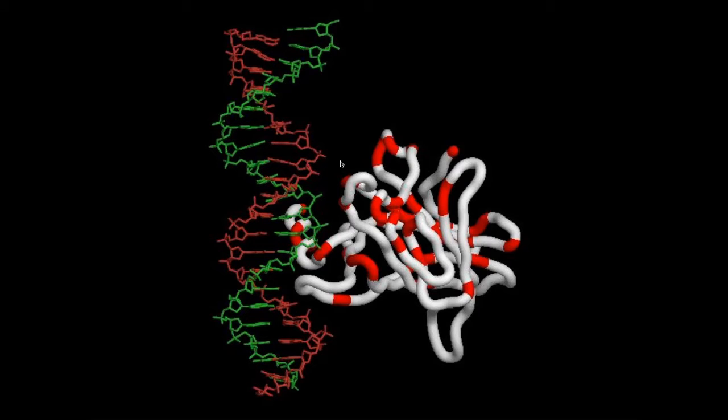So this is just highlighting on the structure of P53 where all those mutations to proline occur, and you can see that they're really scattered over the whole structure.